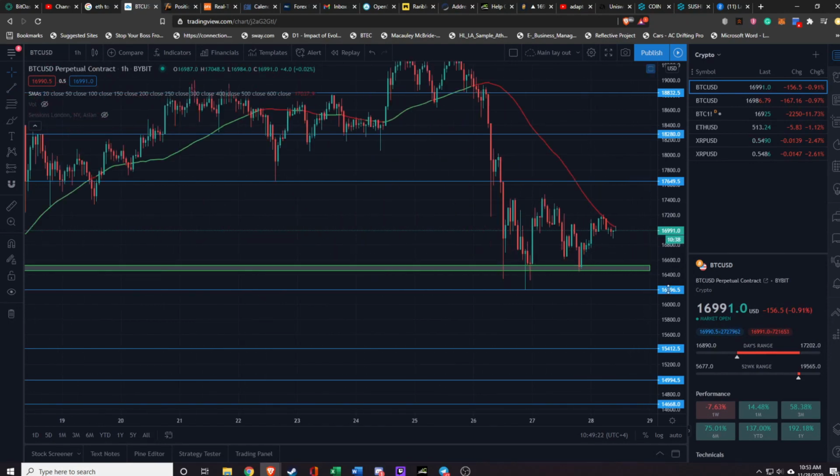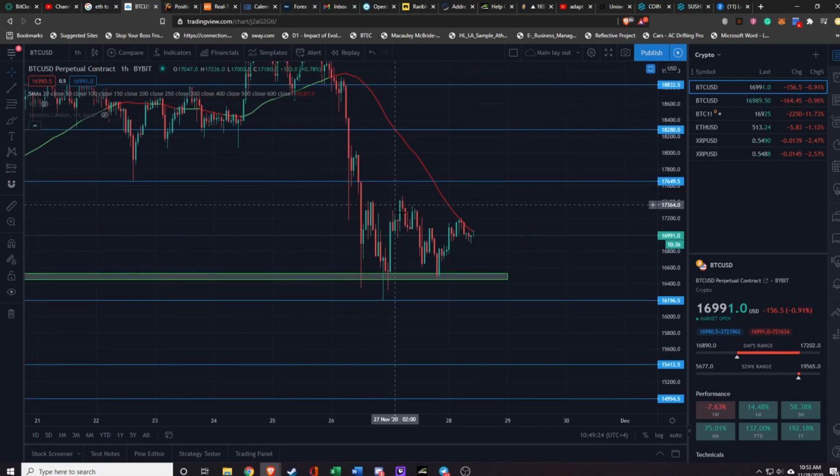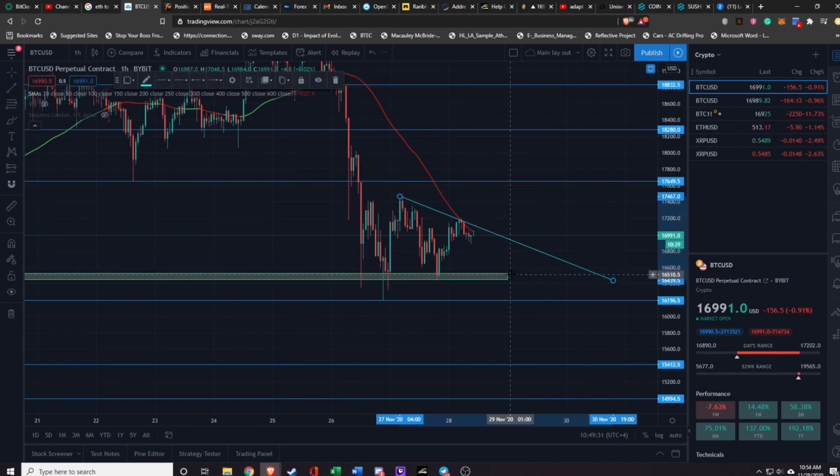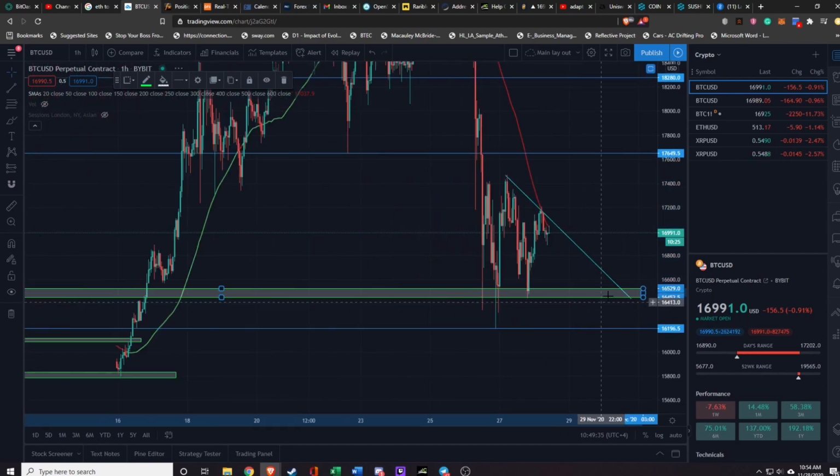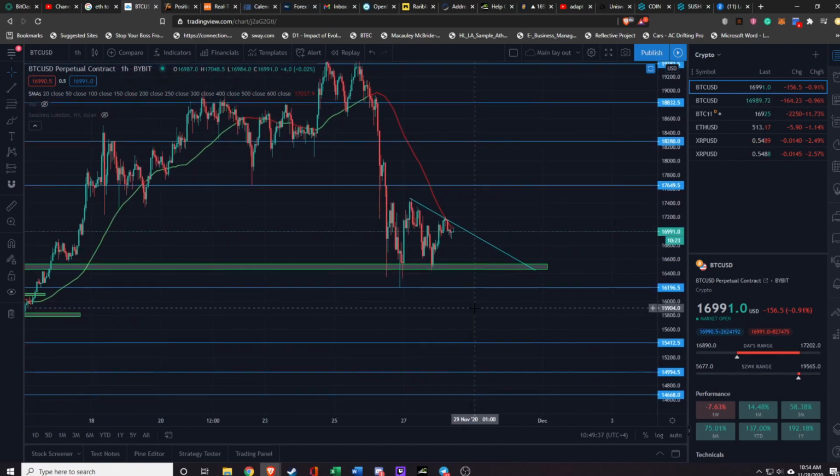So if we look at the 1 hour, we can see, all right, look at this, we're getting a lower high structure, something that will look like this. And if you drag this across, what do you know? It is making some sort of triangle. I never use triangles because they are useless.